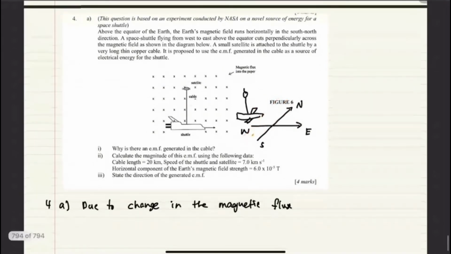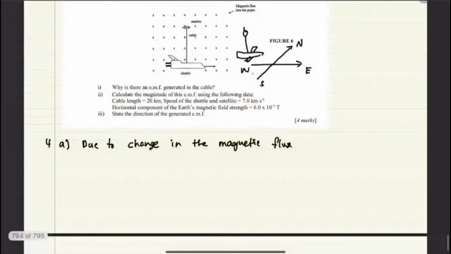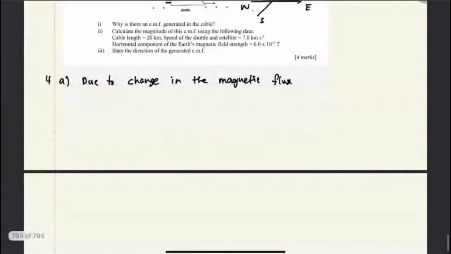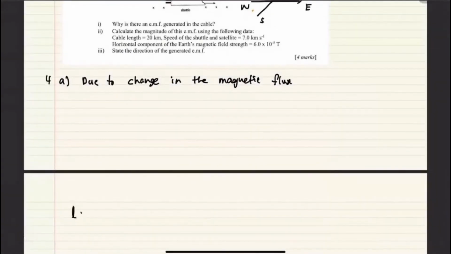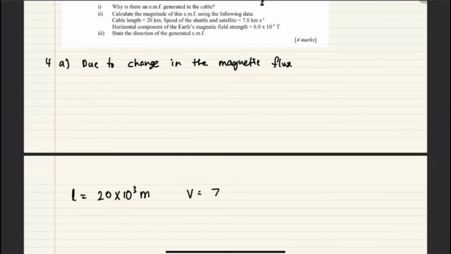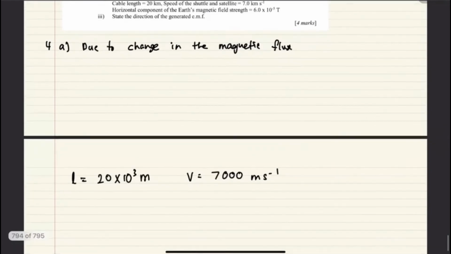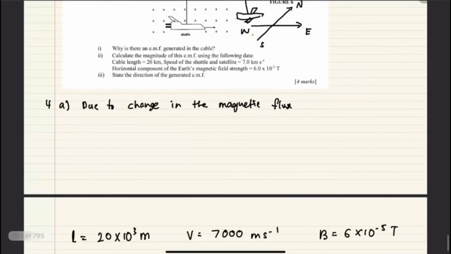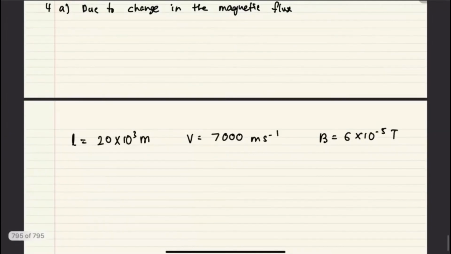Okay, question 2, part 4A2, dia kata calculate the magnitude of the EMF using the following data. Cable length L is equals to 20 km, change straight away to meter. Speed of the shuttle V is equals to 7 km per second, and change to meter as well, 7,000 meter per second. And horizontal component of magnetic field B is equal to 6 times 10 to the power negative 5. That's all. So to solve this one, you have to use the only equation yang kamu ada, long straight conductor cutting through the magnetic field.